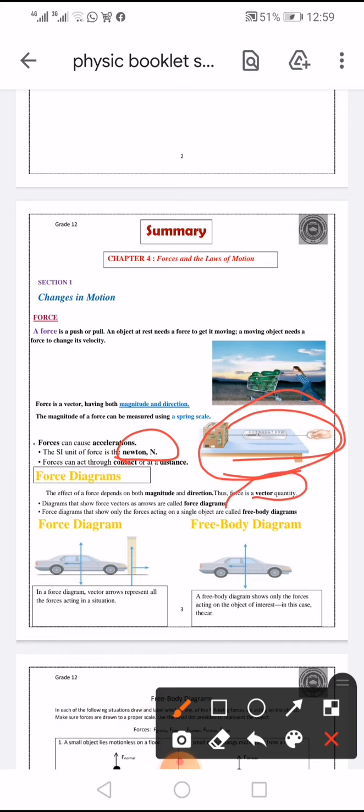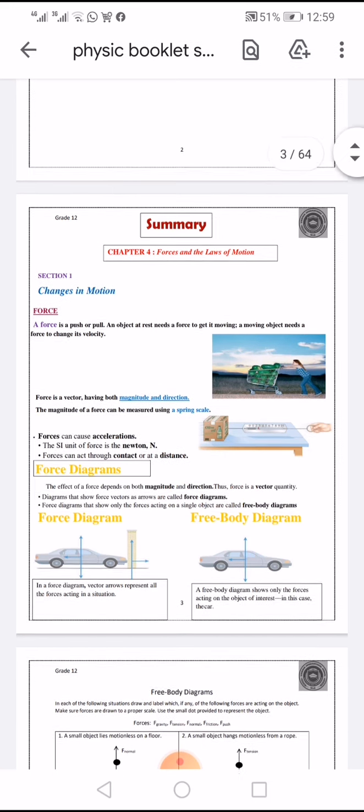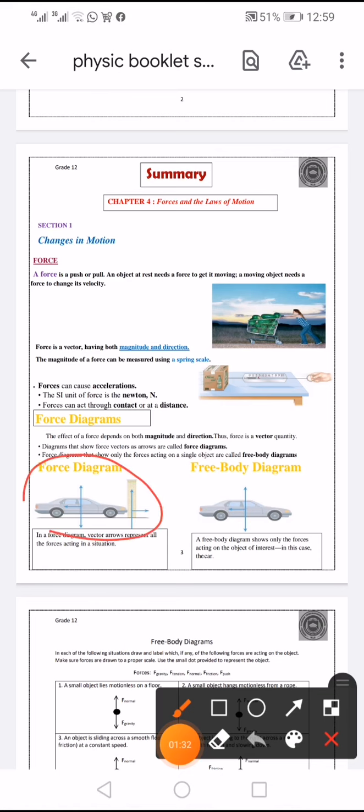Diagrams that show force vectors as arrows are called force diagrams. So we use arrows like this to describe forces that act on an object. Force diagrams that show only the forces acting on a single object are called free body diagrams. Look at this picture. We have here three forces acting on this car.